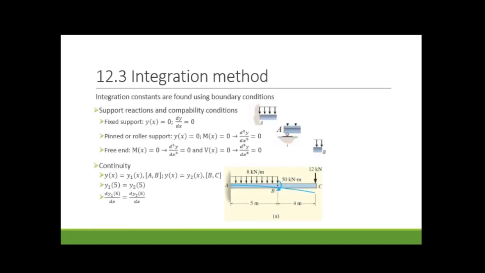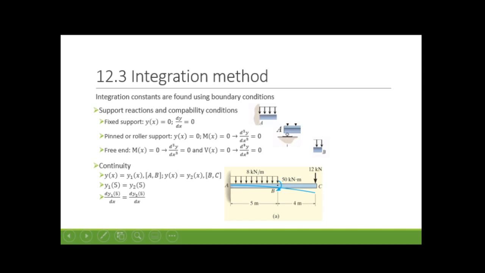So how can we find the integration constants? By using the boundary conditions. What are the boundary conditions? Boundary conditions come from the support reactions or the spatial compatibility conditions. For example, at a fixed support, the deflection is equal to 0, and the slope is also equal to 0. In our functions, y(x) is equal to 0, dy over dx is equal to 0.